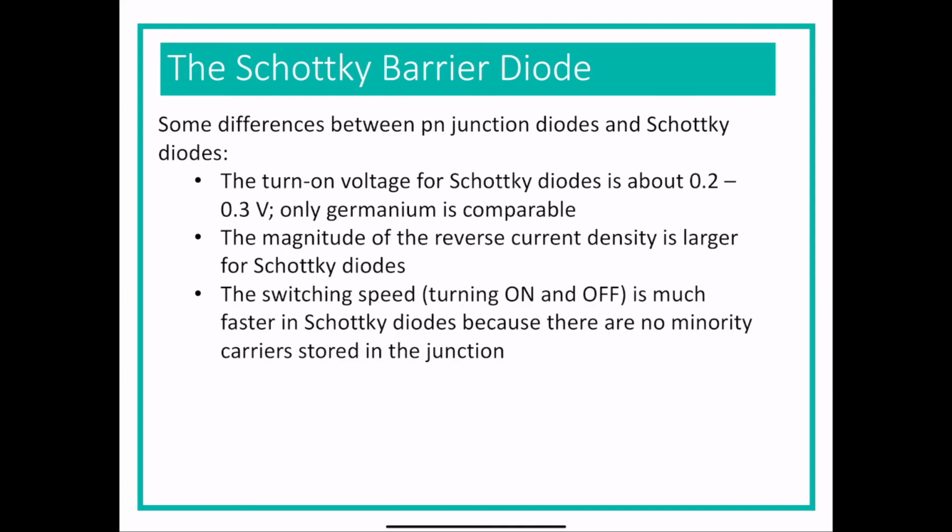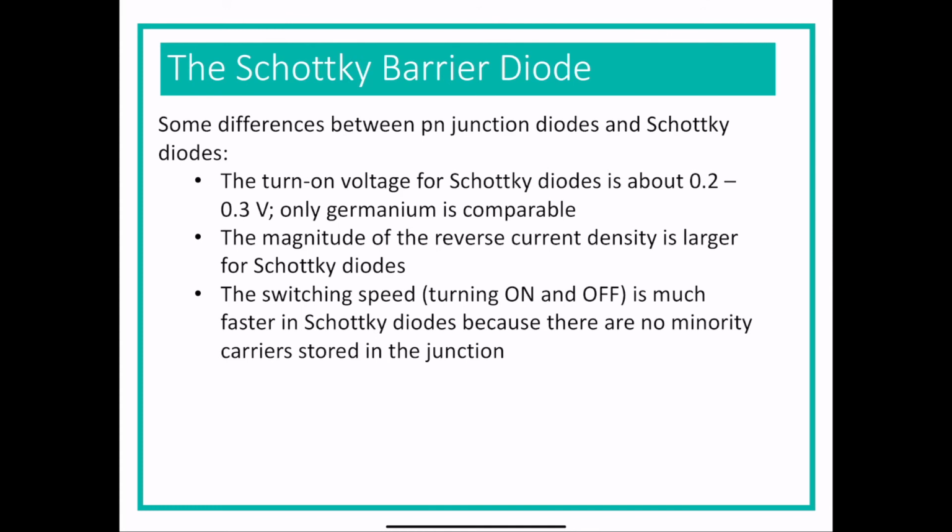The switching speed, and this is one of the biggest advantages of Schottky diodes, is really, really fast, going between on and off. And the reason is because in Schottky diodes, basically it's like turning off a switch. You're just basically cutting off the flow of electrons.